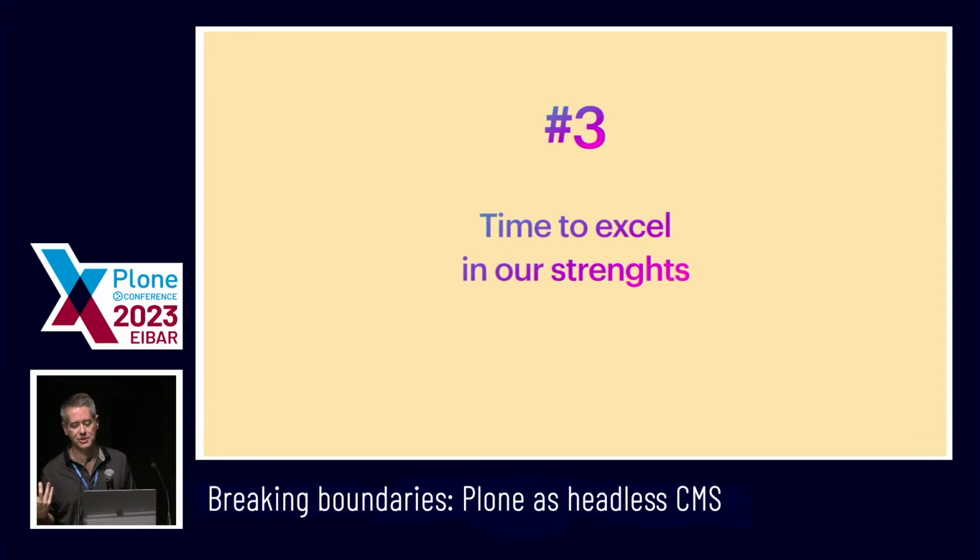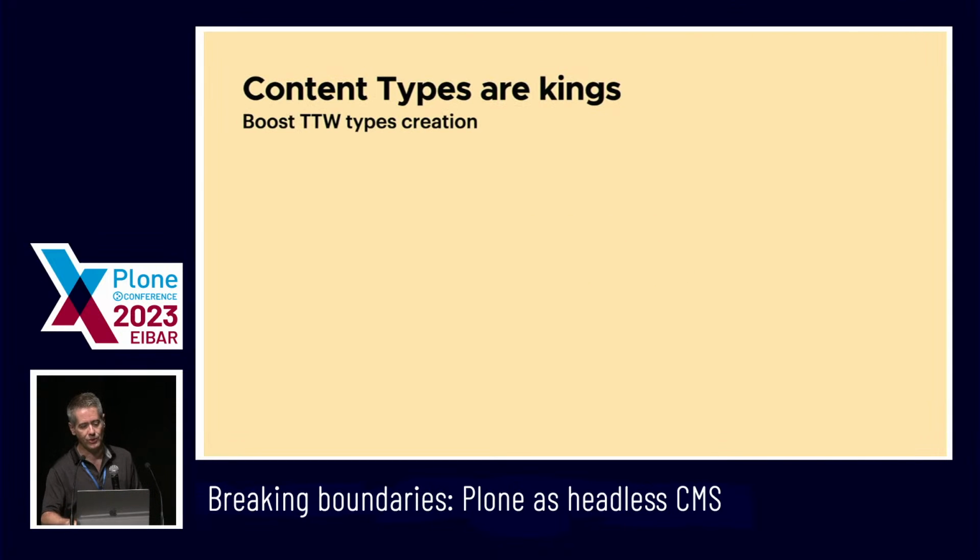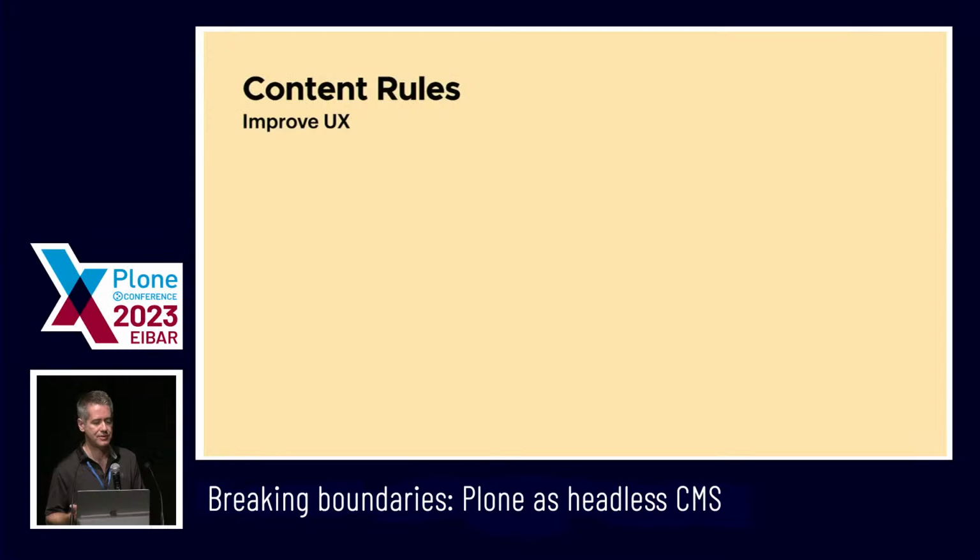Why not boost that in Plone UI or Volto UI itself, right? So if you want a new content type, you can go here and build it, right? Or even, I don't know, market it a little bit more. The content rules, again. We can also improve the UX for the content rules, which is also a thing that I think we need to take care of, right?